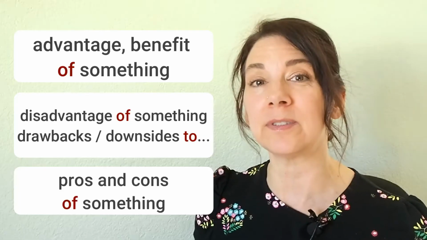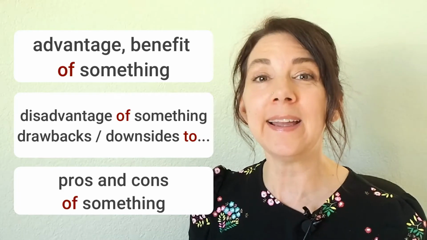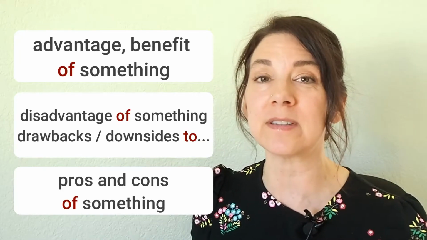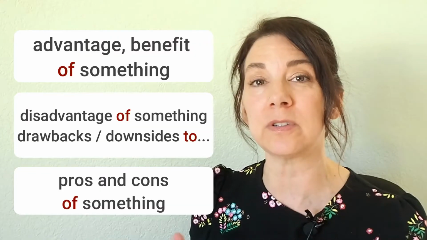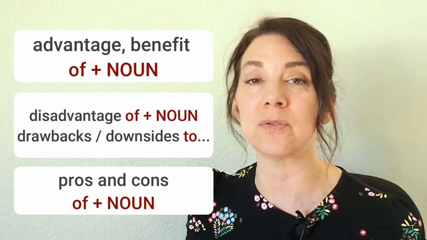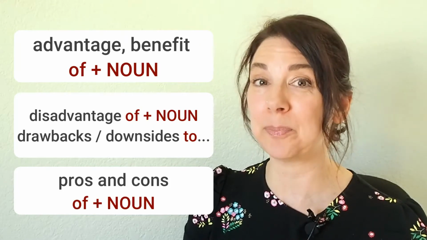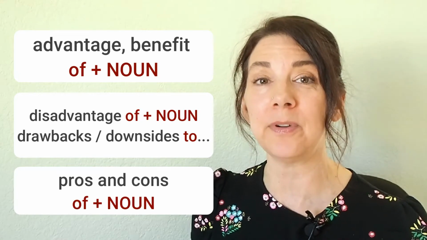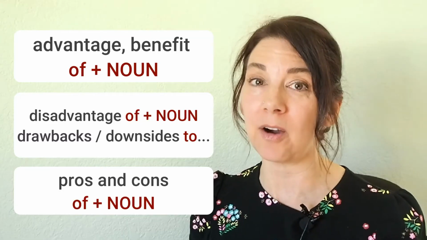So remember, when you're using these words in formal speaking or in writing, you want to make sure that you don't repeat the same word over and over again. You can use the synonyms benefits or downsides or drawbacks, and you need to remember what word comes after. With advantage and disadvantage, pros and cons, we usually use of after. But with drawbacks and downsides, we usually use to. And because we have a preposition, we need to follow that preposition with some kind of noun. That could be a noun or a noun phrase or a noun clause.